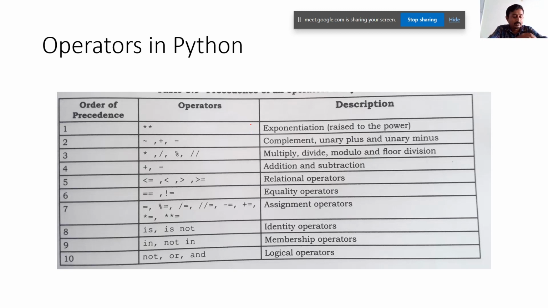Now let us discuss operators in Python very briefly. Here this is the priority, and this is the highest priority operator. We have the exponentiation operator in Python, which is the double asterisk. This is complement, just like a negation operator. These are the unary plus and unary minus symbols. This operator is new, this is known as floor division. So in C, what was the result of this expression?